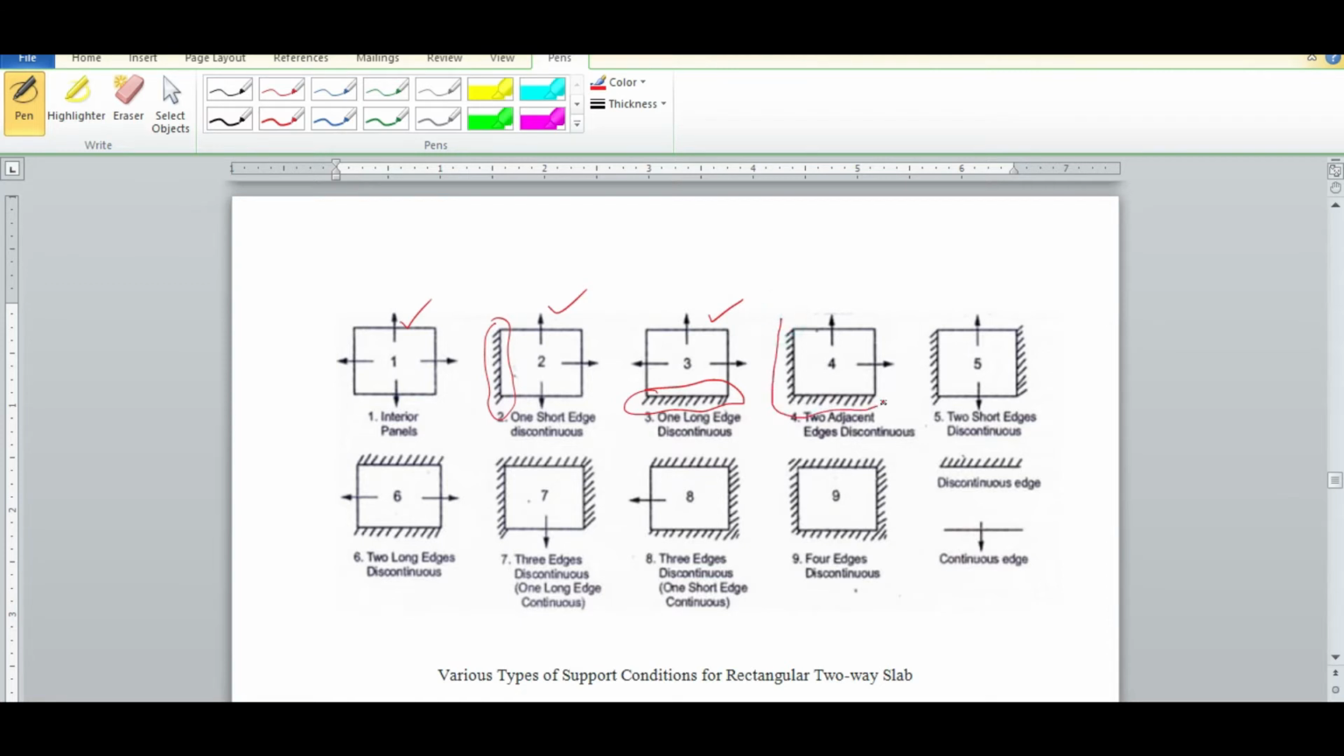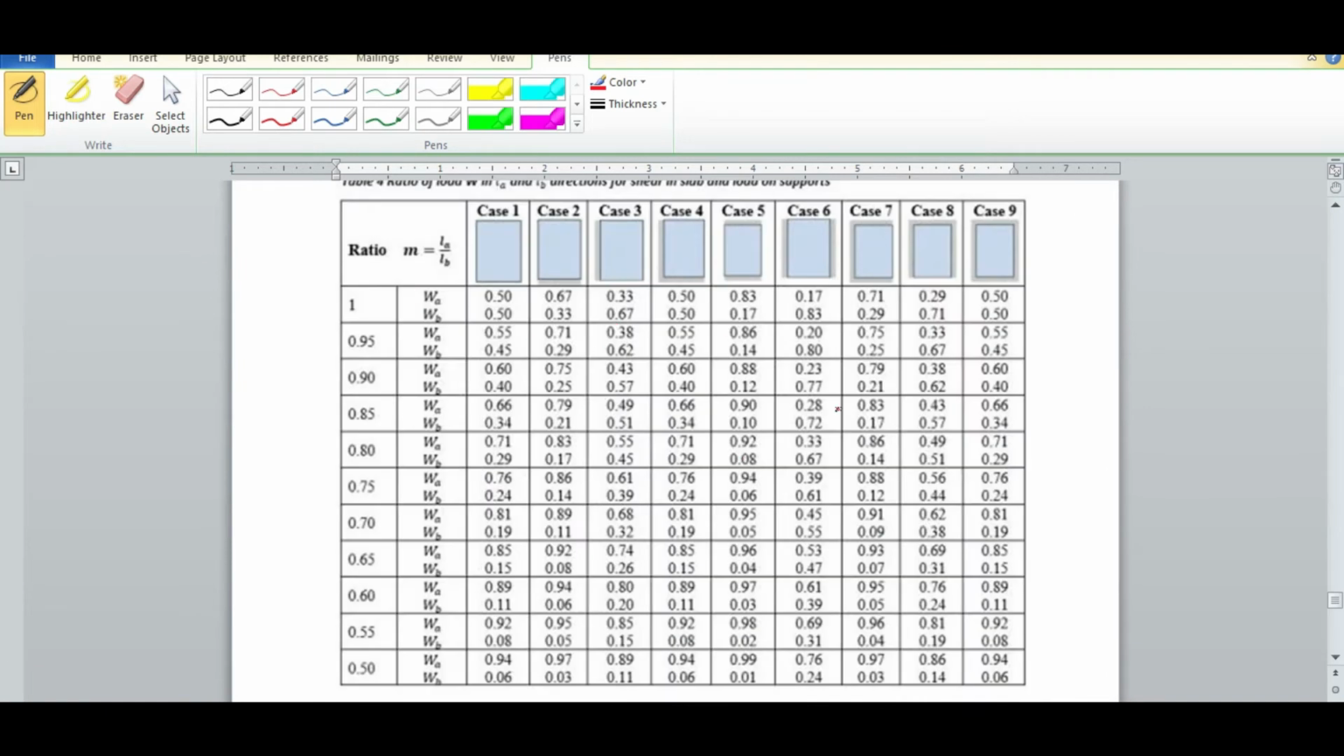Now 2 adjacent edges discontinuous. Similarly, 2 opposite short edges discontinuous, 2 opposite long edges, 3 edges discontinuous, and all 4 edges discontinuous. Based on the type of support conditions, we have tables for finding the CA and CB coefficient values. You can see from this, what does this ratio M is? M is LA over LB.